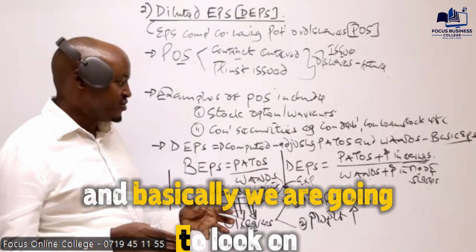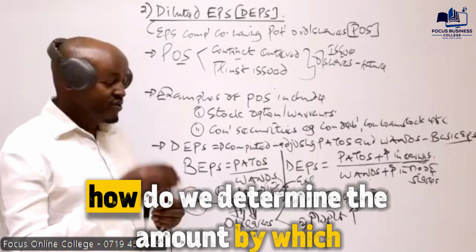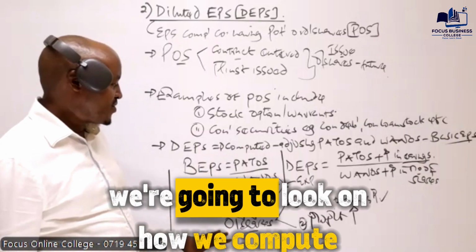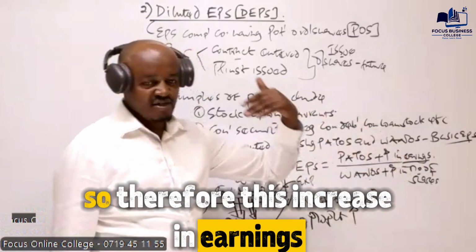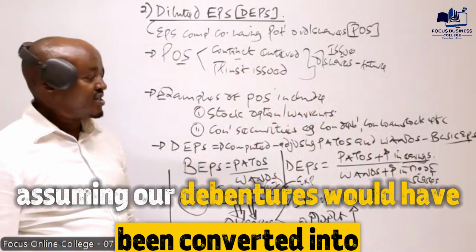And basically, we are going to look at how we compute that increase in profit, or how we determine the amount by which the profit would have increased. We are going to discuss that and look at how we compute it. So this increase in earnings is the amount by which the profit would have increased, assuming our debentures would have been converted into ordinary shares.